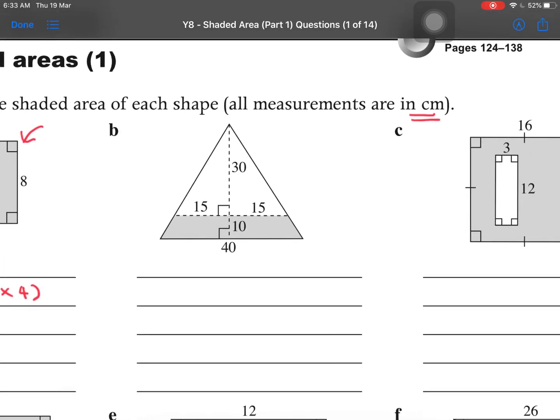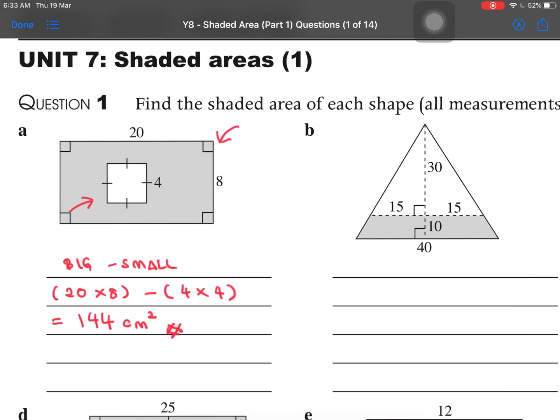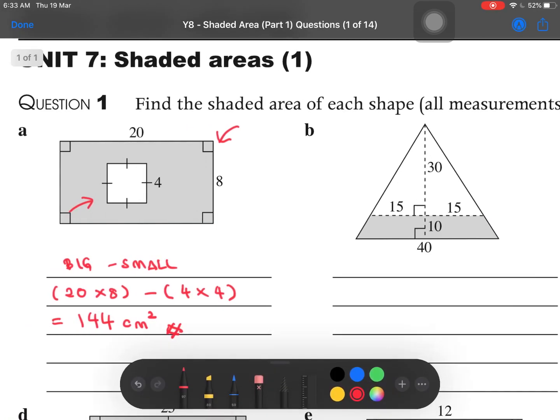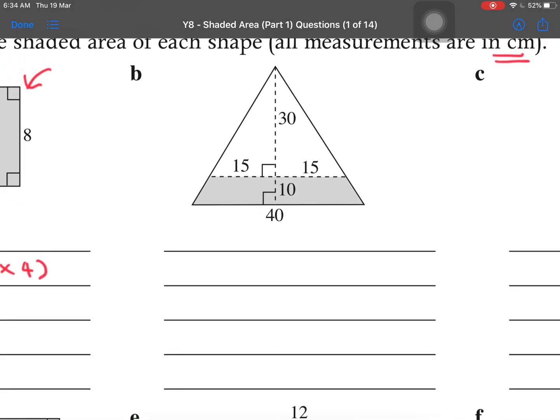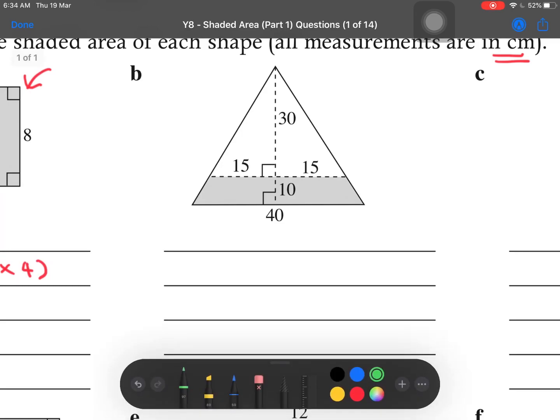Now, I want you to see the difference between question A and question B. In question A, the shaded area is from the larger shape, with the small one taken away from it. But for question B, the shaded area is specifically the small shape only. So we don't have to do all this minus thingy. We just have to go straight and identify what shape this is. It's a trapezium.